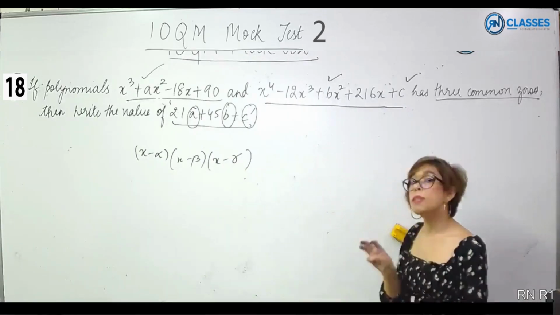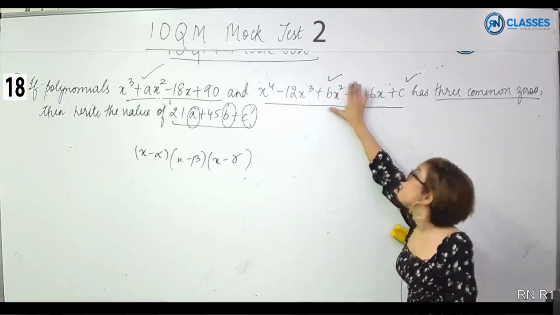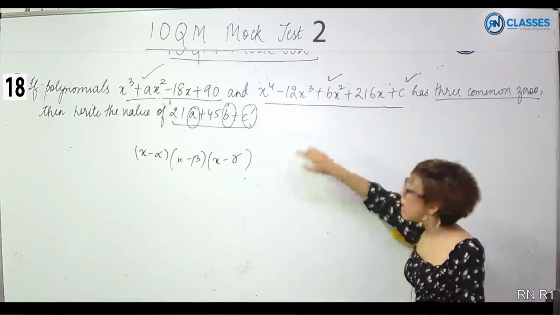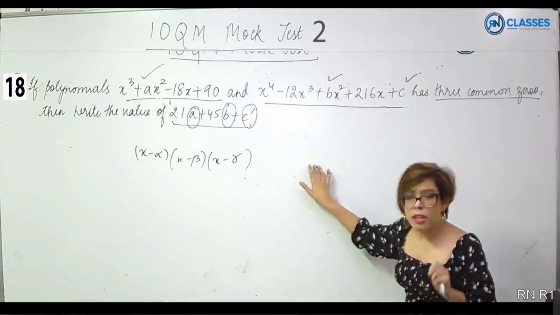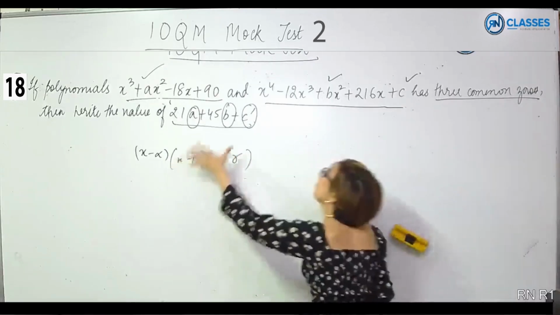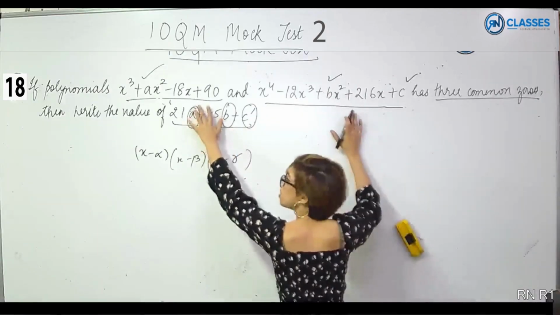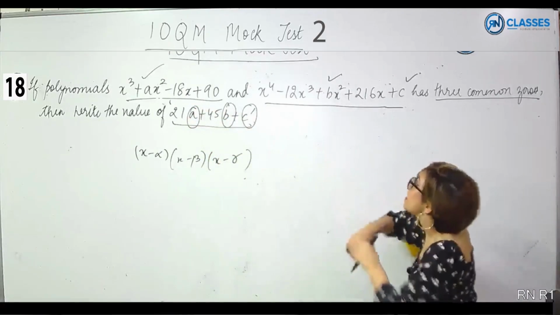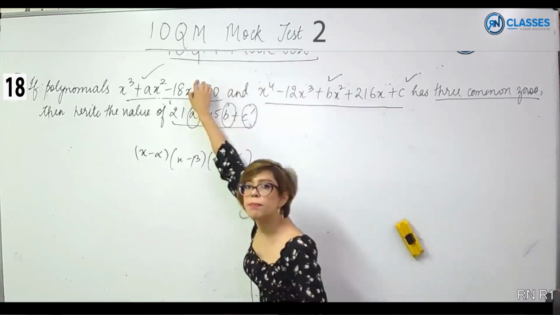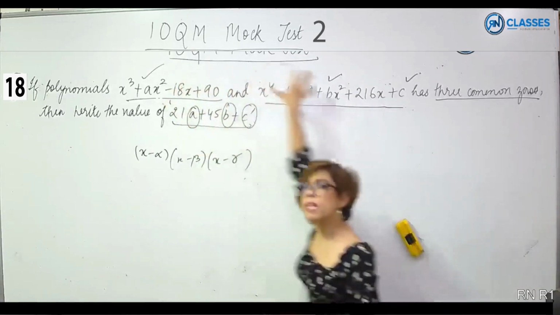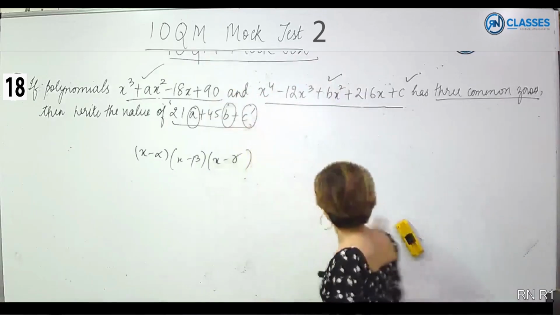Now we know they have three common zeros. That means alpha, beta, gamma must be zeros of this polynomial as well, so it will also have factors of (x minus alpha)(x minus beta)(x minus gamma) and additional linear factors. Mind it, these factors are already present over here. Can you see what is happening between the two polynomials? We can clearly see that this polynomial will be exactly divisible by this one, because all of these factors come in its factorization. So this polynomial is divisible by this.